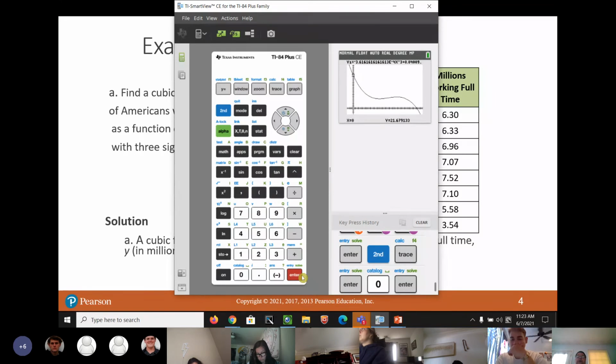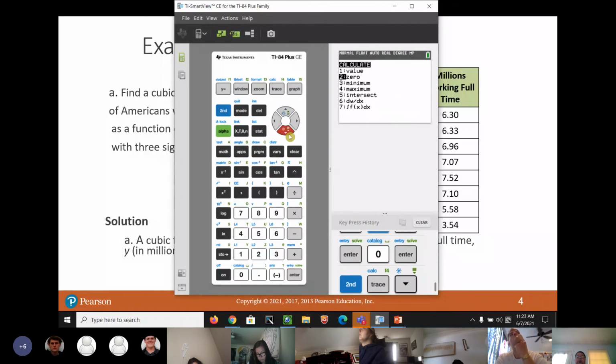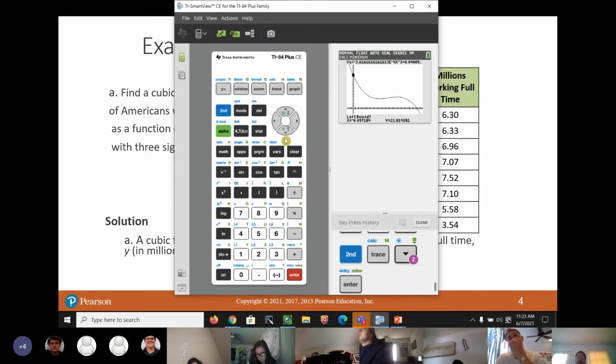Now let's find our min, which is right here. Second, trace, and the min. And I'm going to go down here. That looks like left. The right is right there. And the left, I got 27.73 or 74, comma 6.26.